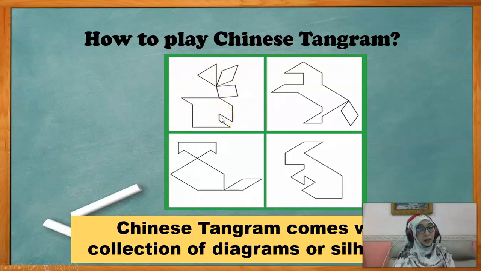If you still don't understand how this is going, don't worry, because we are going to play with Chinese tangram. We're going to make one silhouette using the puzzle pieces together. I'm going to show you how. Don't worry, don't panic. Miss Sarah's here, and I'm going to show you the way. Alright, let's continue.